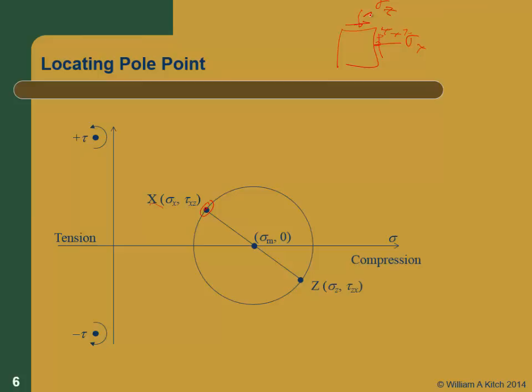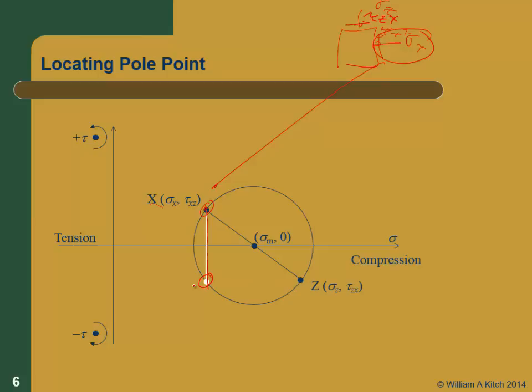So this point represents these stresses, right? What plane do they act on? They act on this plane. Are you with me? Well, let's see if I did this right, because I didn't practice this beforehand. Oh, sweet. Okay, so there's a line that passes through point X that's parallel to the plane on which the X stresses act. So what's this little dot right there? That's the pole point.